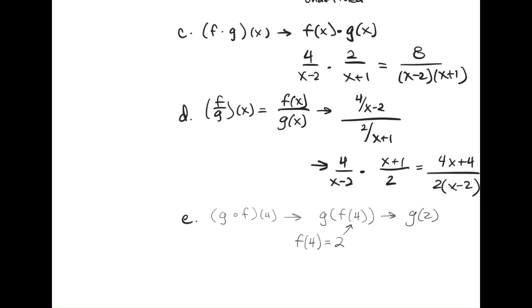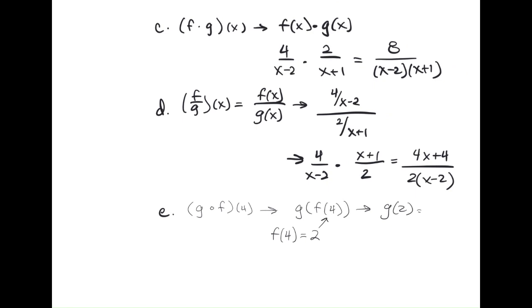Now, this is the G function here. 2 over x plus 1. So if x is 2, 2 plus 1 is 3. 2 divided by 3 is 2/3.